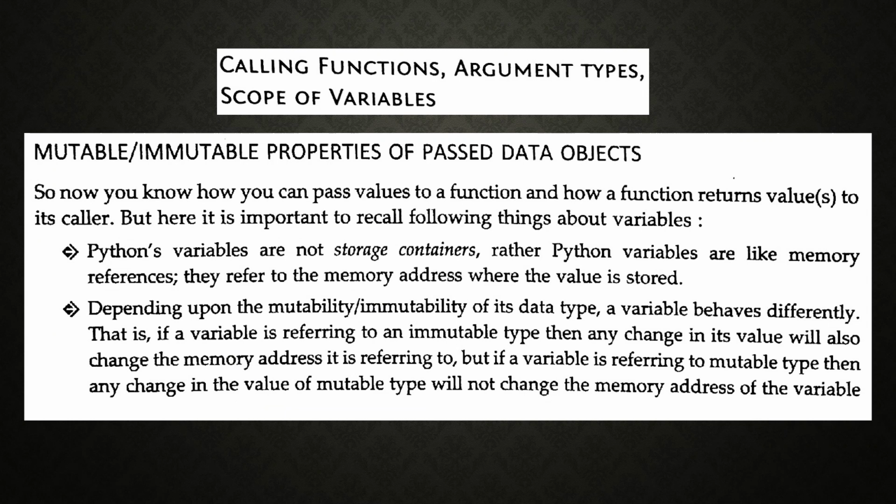Whenever you are going to use the mutable and immutable properties of passed data objects. Now you know how you can pass values to a function and how a function returns a value to its caller. But here it is important to recall the following things about variables. First point is, we studied last year about that one.